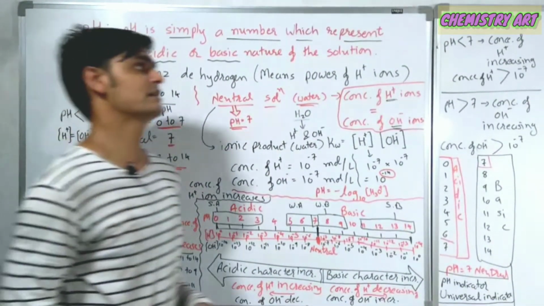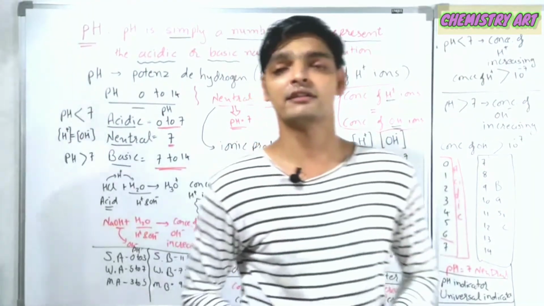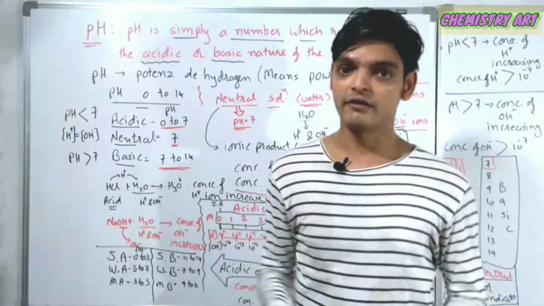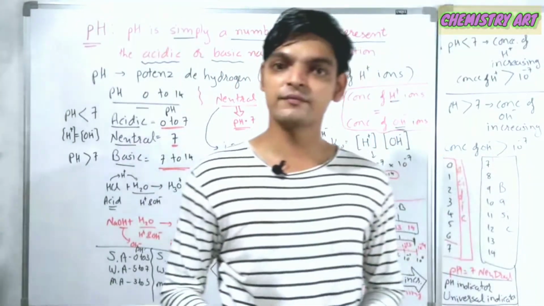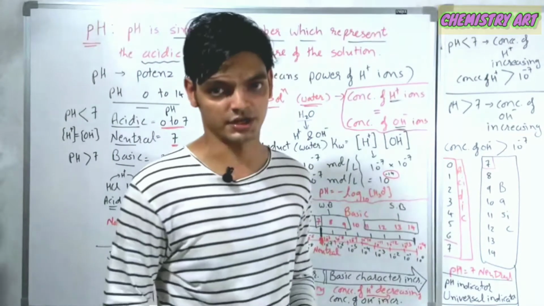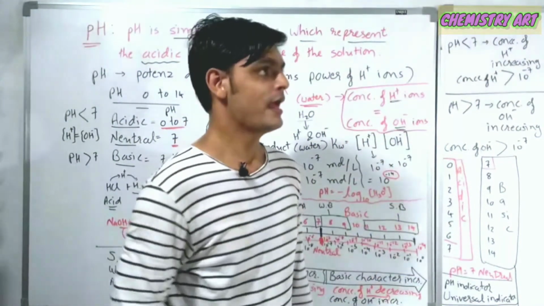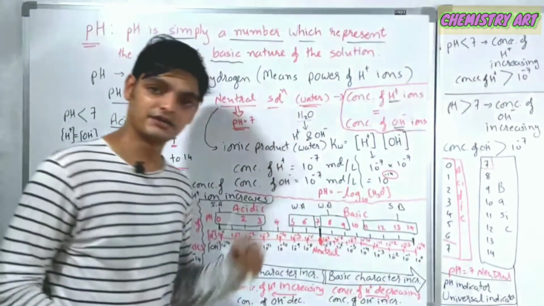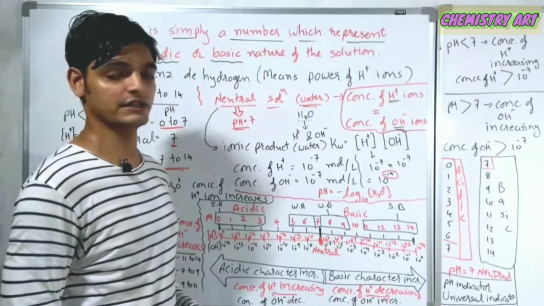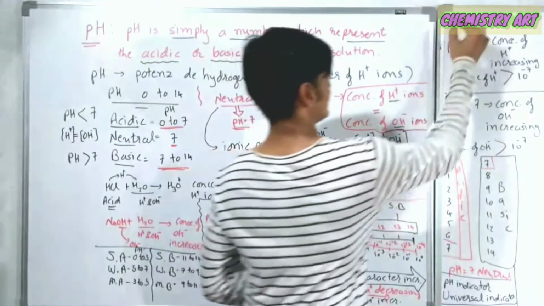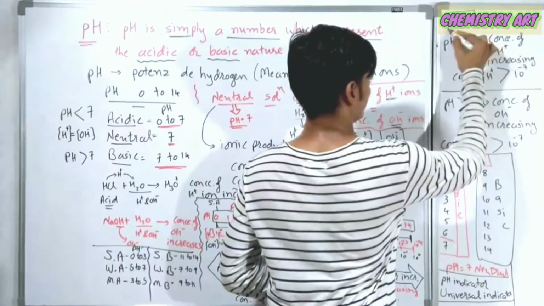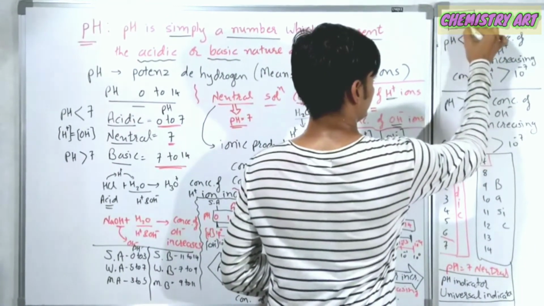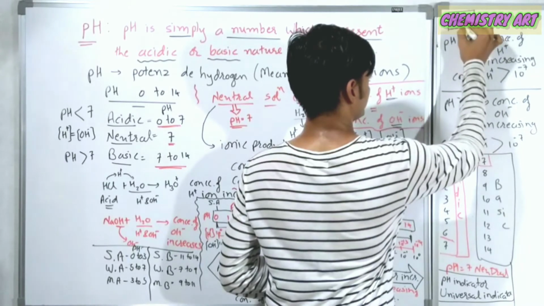Another thing is the pH paper. You have to dip pH paper into the solution and it will change color. Again, you have to compare the color. And one more we use in industries, the pH meter. It is one kind of instrument.